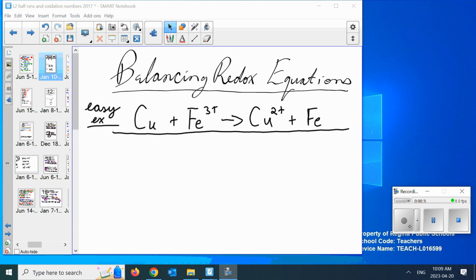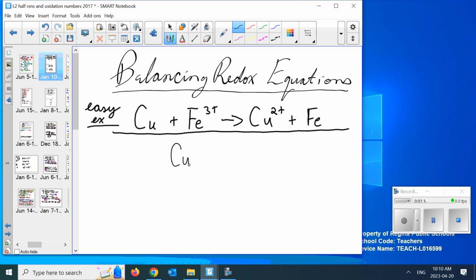Okay. So this easy example, this is easy because it doesn't involve hydrogen or oxygen. So the acidic solution here, we assume acidic solution unless you're told differently. Step one, separate into two half reactions and balance what you can without worrying about oxygen or hydrogen. So to separate it into two half reactions, we go, well, the copper and the copper. These ones are pretty obvious.